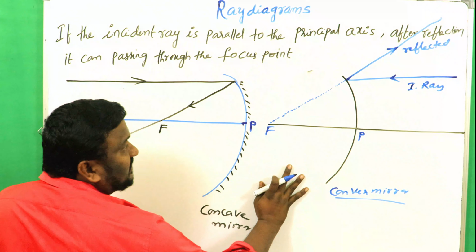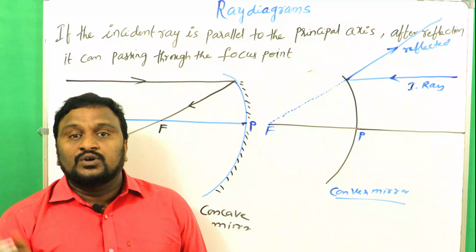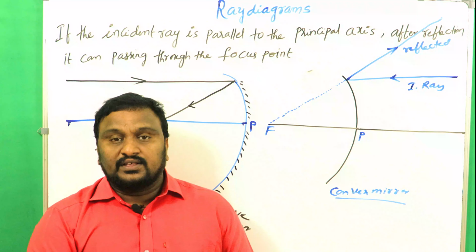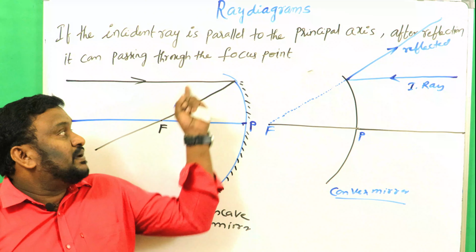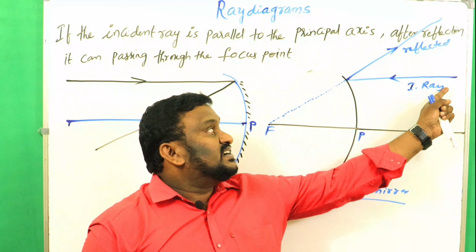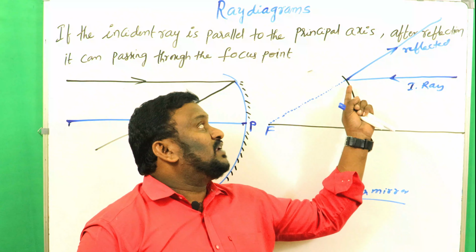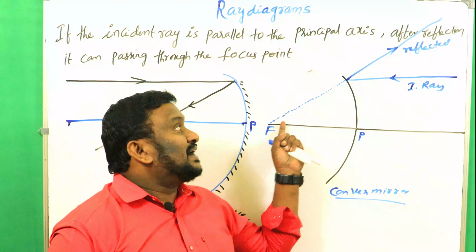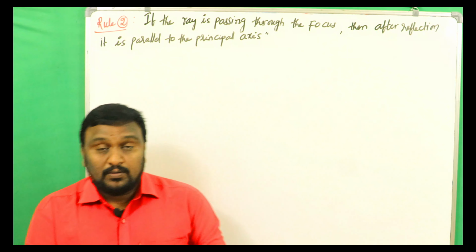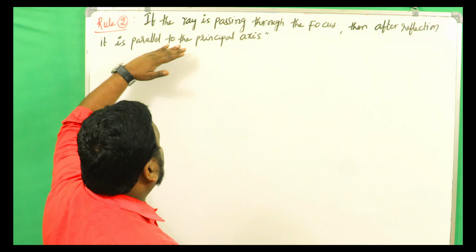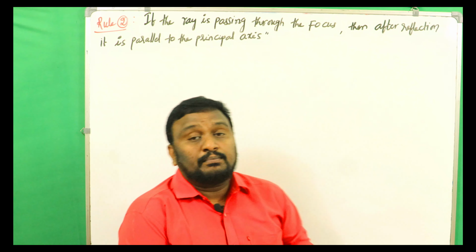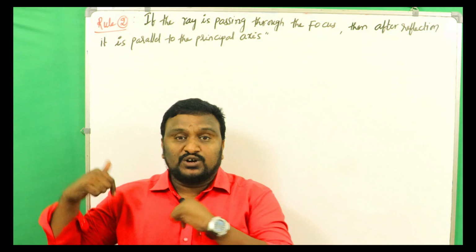passing through the focus. Here you have to observe that for a concave mirror or a convex mirror, the rules are the same. The ray is parallel to the principal axis, after reflection it passes through the focus; likewise for the convex mirror, the incident ray is parallel to the principal axis and after reflection it seems to be passing through the focus. Now let's discuss the second rule. If the ray is passing through the focus, then after reflection it is parallel to the principal axis. This is the converse of the previous one.